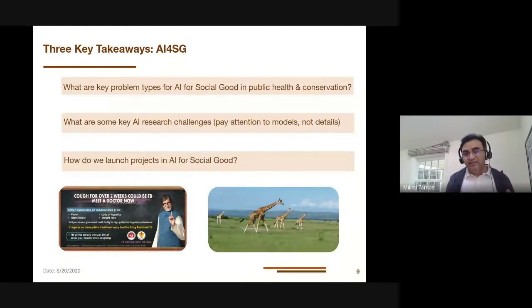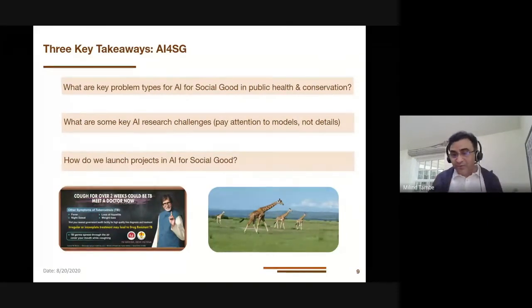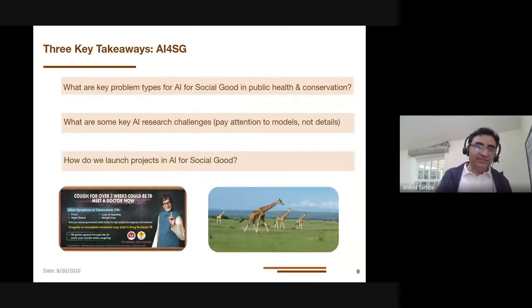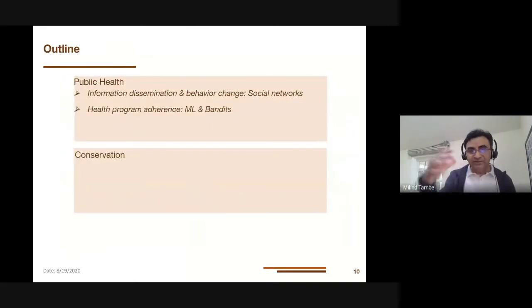And third, how do we actually launch projects in AI for social good? So I assume some of you are here to actually start this kind of work. And so how do we go about starting these projects? So that's a point I wish to cover as well. So with that introduction, let's launch into the real topic here.